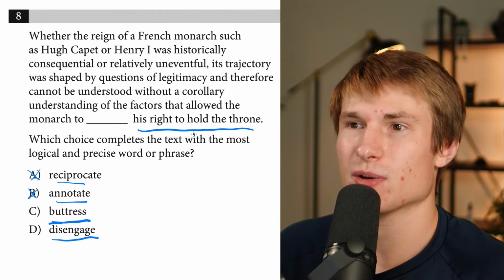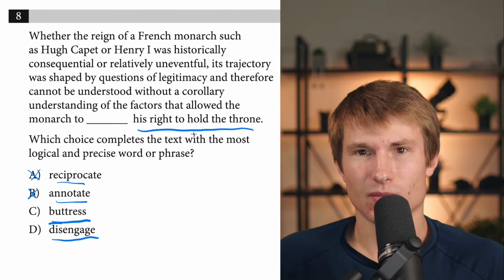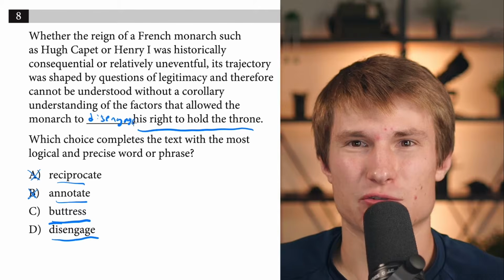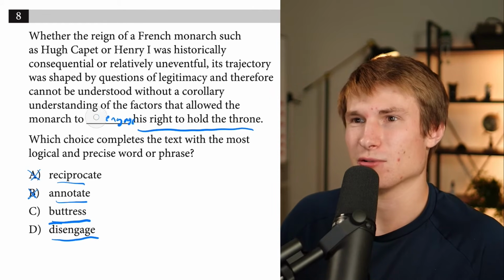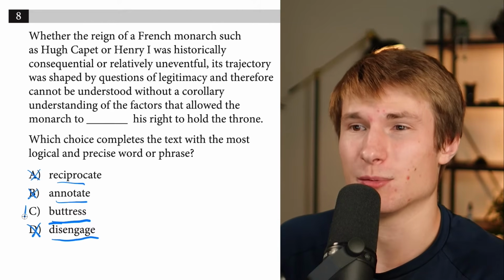Well, there's questions about legitimacy, but he's keeping his right to hold the throne. Then ultimately, we know that it wouldn't make sense to disengage his right because we know he's keeping it. Disengage would pretty much be to give up his right to hold the throne. So that wouldn't make sense. That's kind of the opposite of what we'd be looking for. So we can get rid of D, and just by process of elimination, we'd see it has to be C.